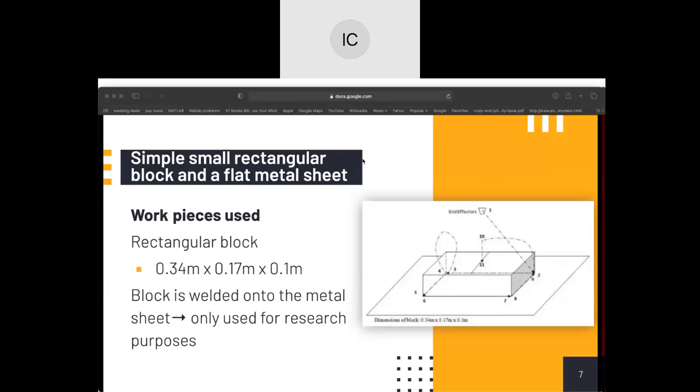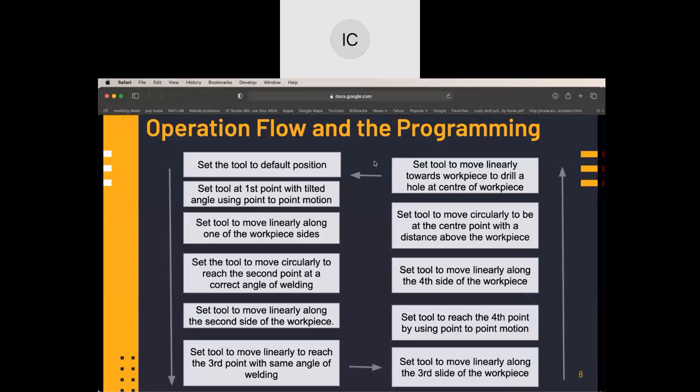This picture on the right is also going to be used for the diagram, the operation flow and programming diagram that we're going to go over, and it shows how the robot will be moving to weld this piece. So an operation flow diagram is used before programming occurs, and once that programming happens, the programming of the motion is developed using the KUKA control panel on the robot.